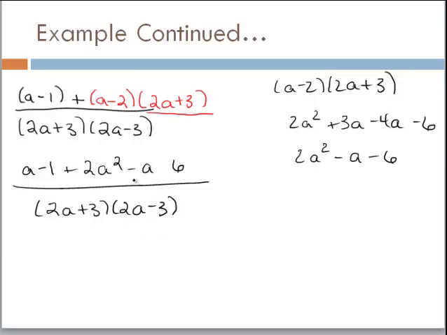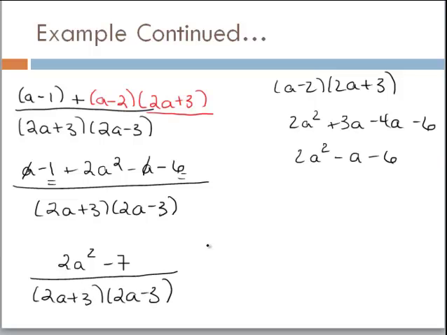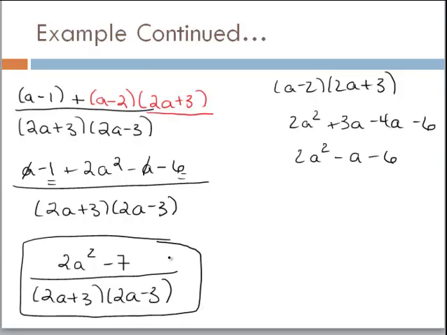Combine like terms again. Here we have a and minus a, that's 0. Then we have negative 1 and positive 6. So 2a squared plus 5. Oh, that's a negative 6, right? Because of this. I don't know why those negatives keep doing that. So this is going to be minus 7 all over 2a plus 3 and 2a minus 3. This will not factor anymore, so it is completely simplified.